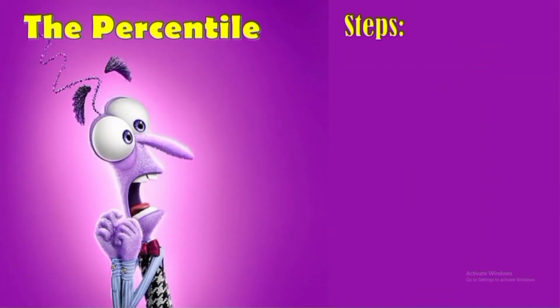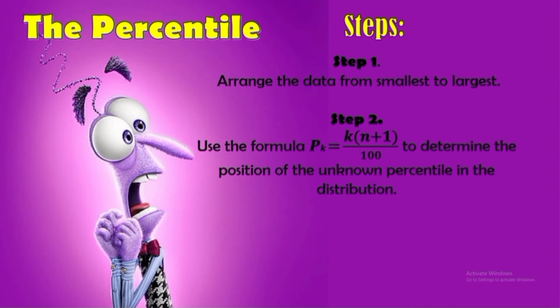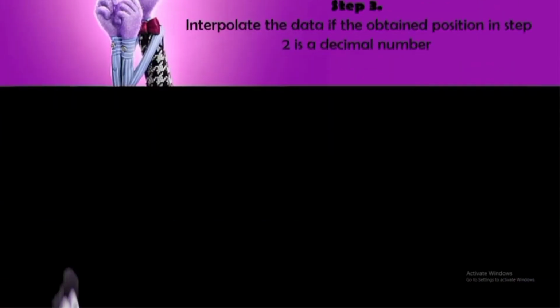Now here are the steps. Step 1. Arrange the data from smallest to largest. Step 2. Use the formula to determine the position of the unknown percentile in the distribution. Step 3. Interpolate the data if the obtained position in step 2 is a decimal number.